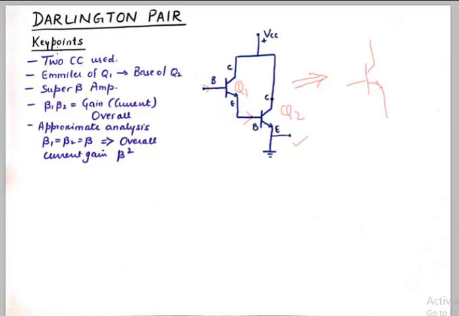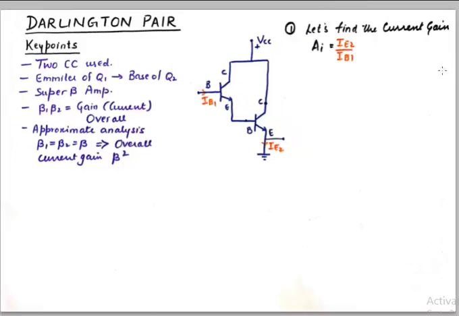I have written down some key points for Darlington pair. That two CC BJTs are used. Emitter of Q1 is connected to the base of Q2, and it's known as super beta amplifier. The gain is beta 1 into beta 2. The overall current gain is very high. Let's see how that effectively comes into play.